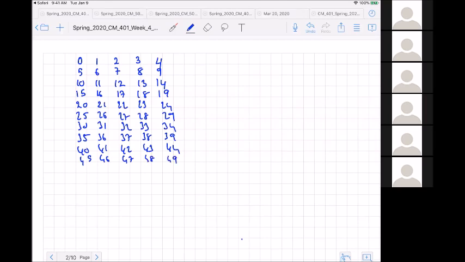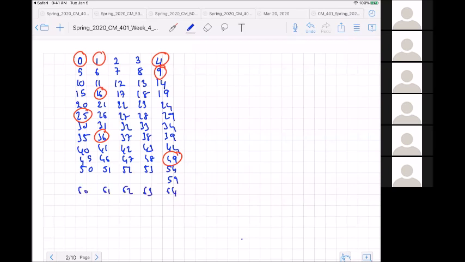So let's take a look at these numbers. Now I'm going to circle all the squares here. 1 is a square, 4 is a square, 9 is a square, 16 is a square, 25 is a square, 36 is a perfect square, and 49 is a perfect square, right? If you want, let me go all the way to 64 here, and 64 is also a perfect square.